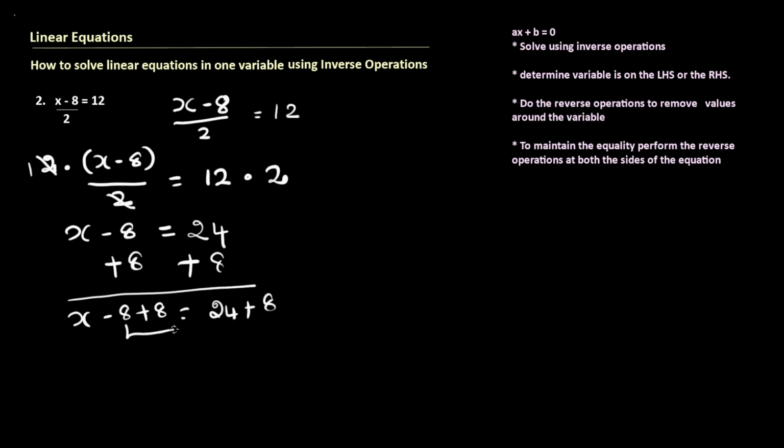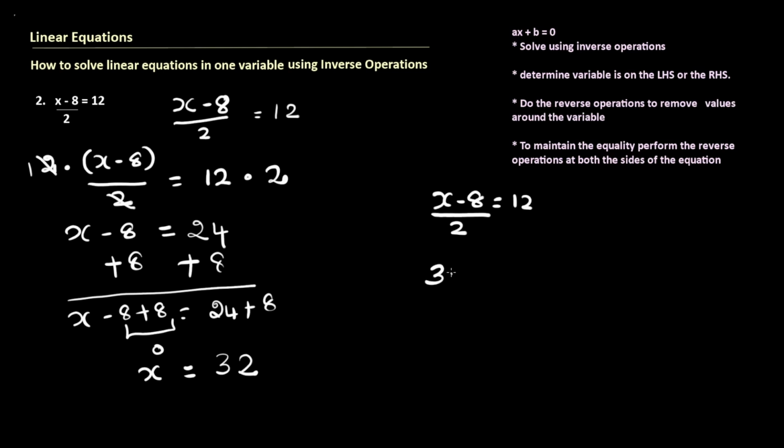Now minus 8 plus 8 becomes 0 and only x remains on the left hand side of the equation, and 24 plus 8 is 32. So the value of x is 32. Now we are going to verify the value of x by plugging the solution into the original equation, that is (x minus 8) divided by 2 equals 12.